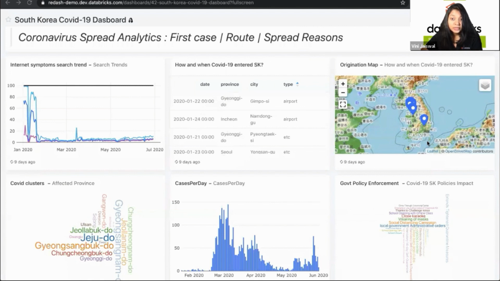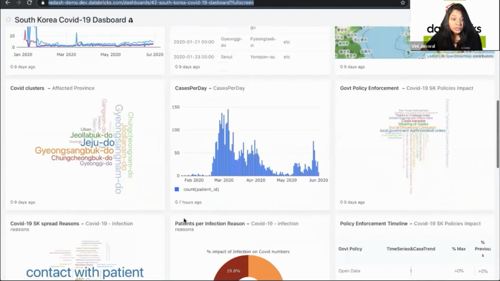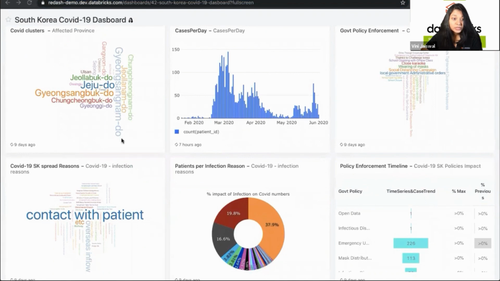Gyeonggi-do, Seoul, Incheon, Daegu were some of them. You can see from this word cloud that Gyeongsang-buk is one of the highest impacted regions. President Moon had declared it as a special disaster zone.